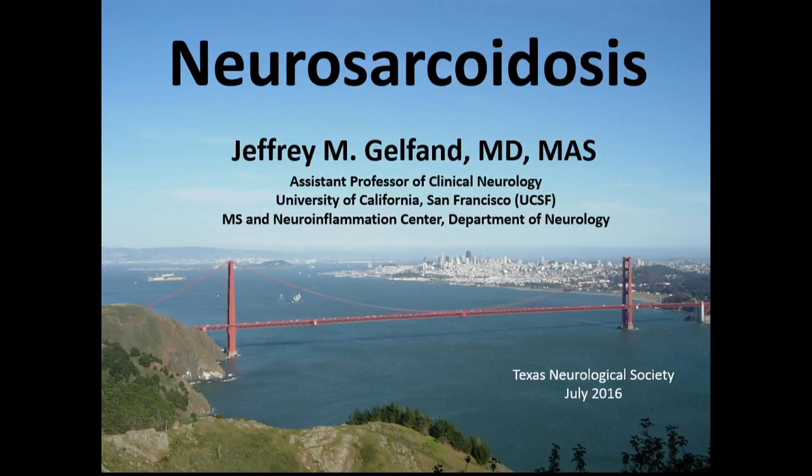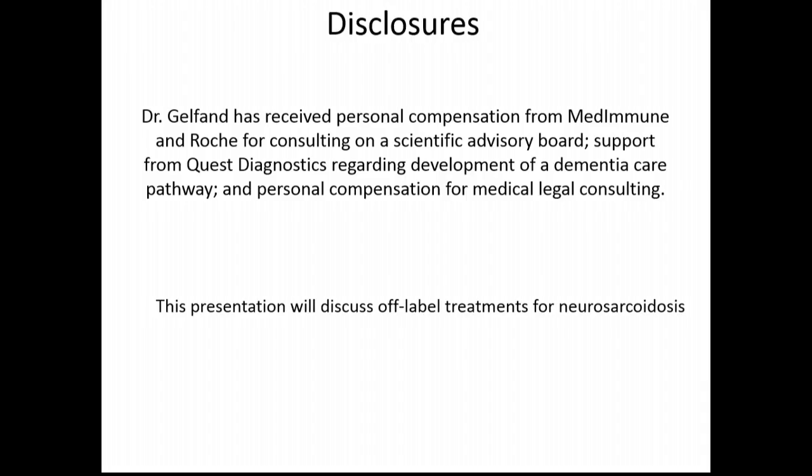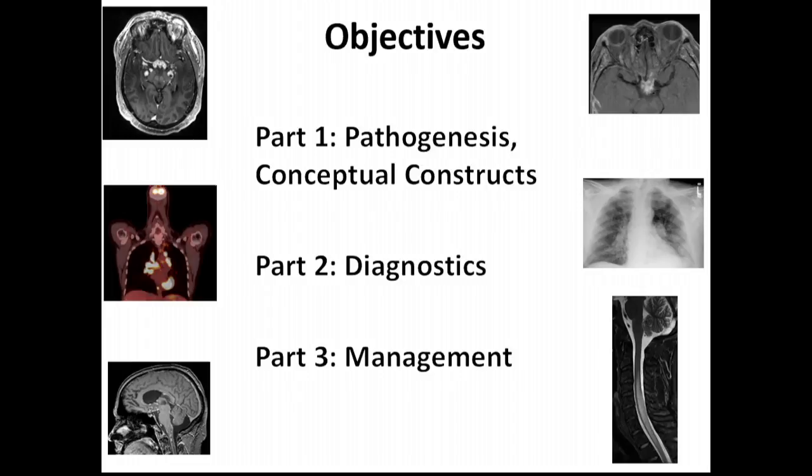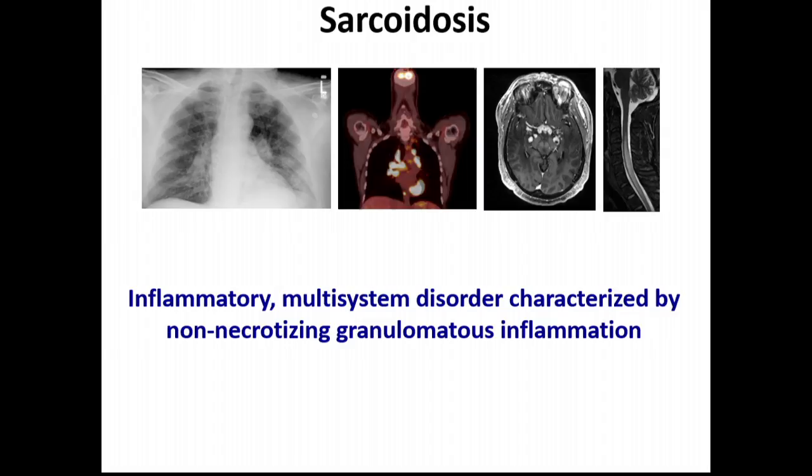And I hope that at the end of this talk, you'll have a visceral sense, having seen a lot of MRIs and case examples, of what neurosarcoidosis actually looks like, and also a sense of what it doesn't typically look like, and also what the differential is. So my disclosures are the same as last time, and we'll also be discussing off-label treatments. So the objectives here are, part one, I'm going to talk about the pathogenesis and the concept of what sarcoidosis and neurosarcoidosis is. Part two, I'm going to talk about how you diagnose neurosarcoidosis, and part three is how you treat patients.